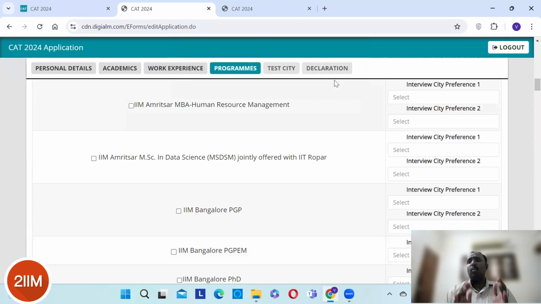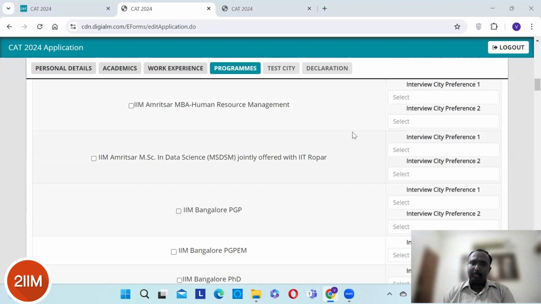Now coming to the most important part, what are the programs you would like to select? And I strongly suggest you guys apply for the program that you are actually qualified for and very much interested in. Let us say many students will just like that apply for a PhD or FPM. FPM is basically Fellow Program in Management. That is the equivalent of PhD. So just for the namesake, don't apply for PhD.